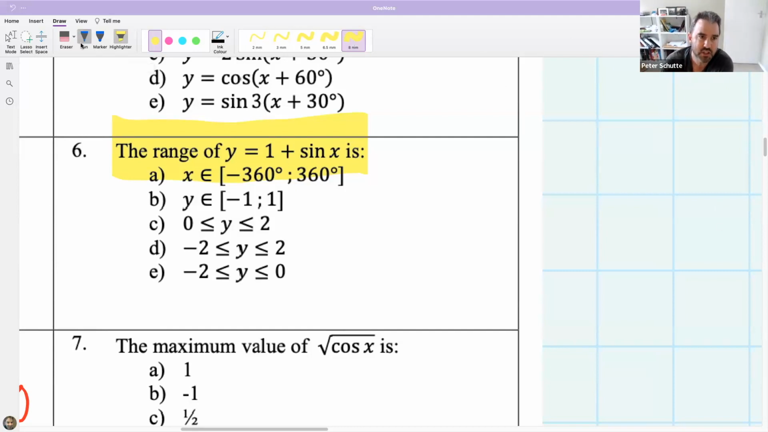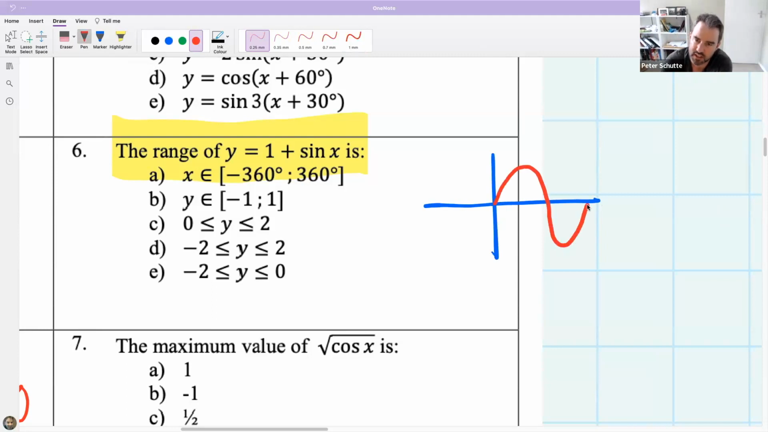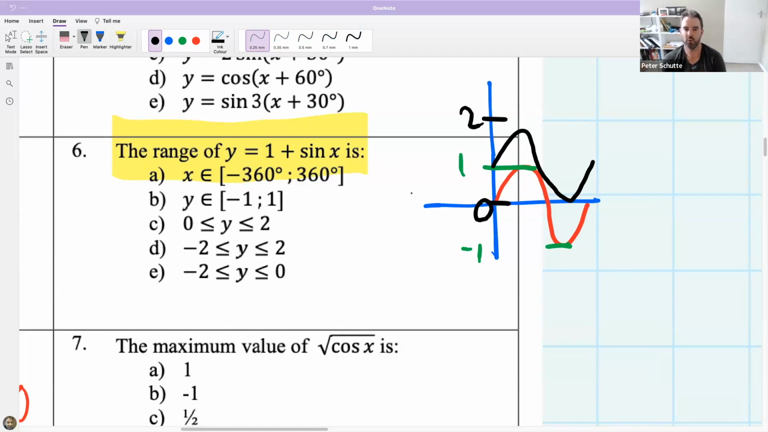So just reminding you that the normal sine graph looks like this, and it goes to a highest point of 1 and a lowest point of -1. But if the whole graph is shifted up by 1 unit, what you are then going to see is that the graph is going to start rather here, and then it's going to look kind of like that. And so the highest point it gets to now is going to be 2, and the lowest point it gets to is 0. So which of the 5 options do you think is correct for this sine graph?